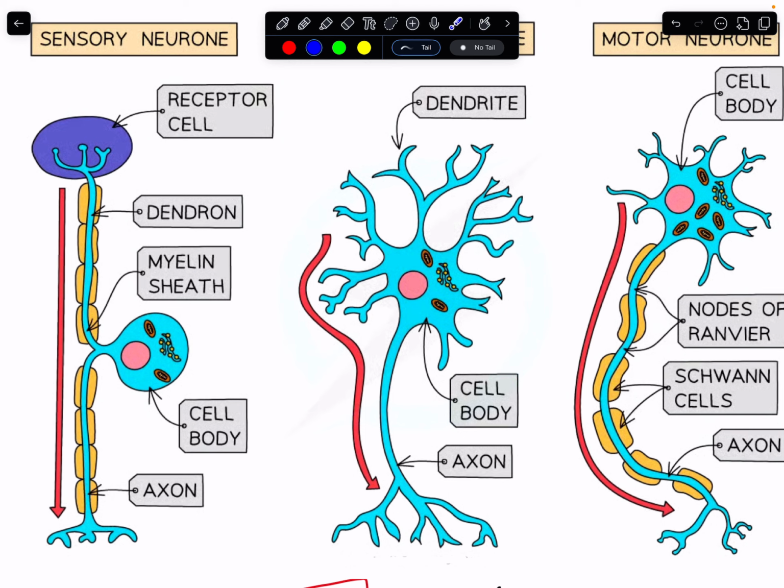So for the sensory neuron, what you have to keep in your mind is that their cell body protrudes out. Their dendron is long, their axon is short. At the start of the dendron, we have dendrites, and at the end of the axon, again, we have dendrites.